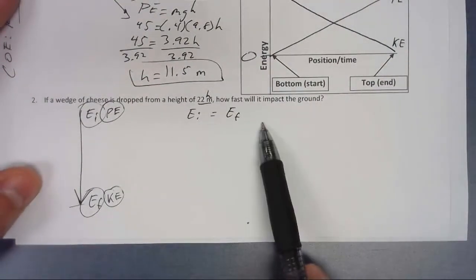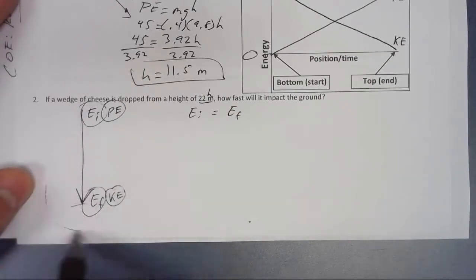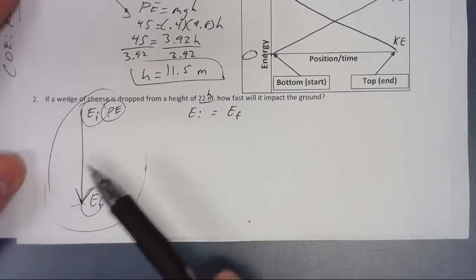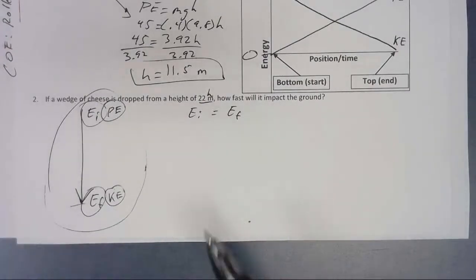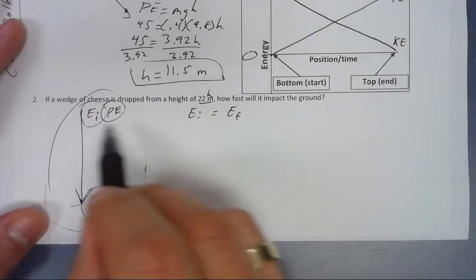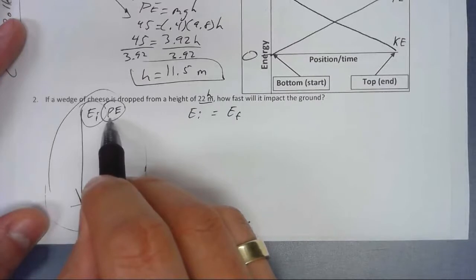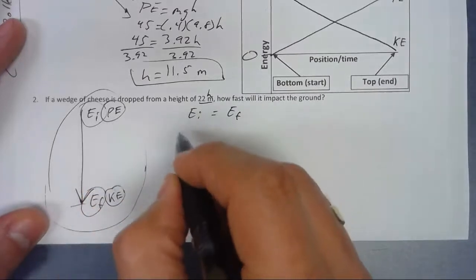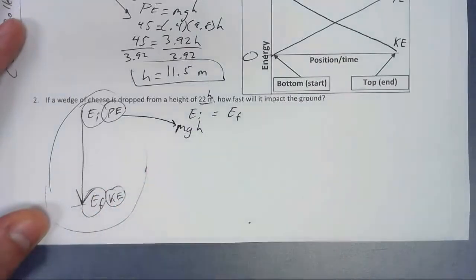What flows from this, what we write next, is determined by the picture that we drew. So if you don't draw a picture and make these decisions, you cannot do the next part. You can't do it. We said that EI, we made the decision that the initial energy state is potential energy only. And the formula for potential energy is mgh. So that's what's going to go underneath for EI.